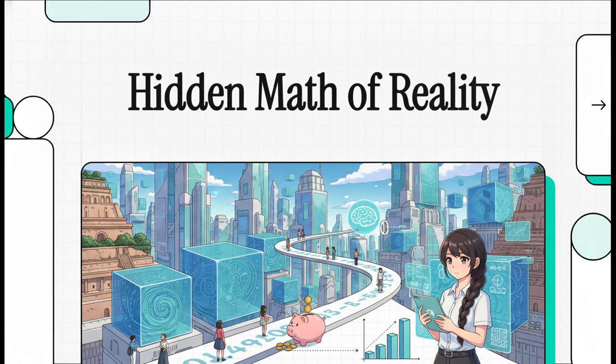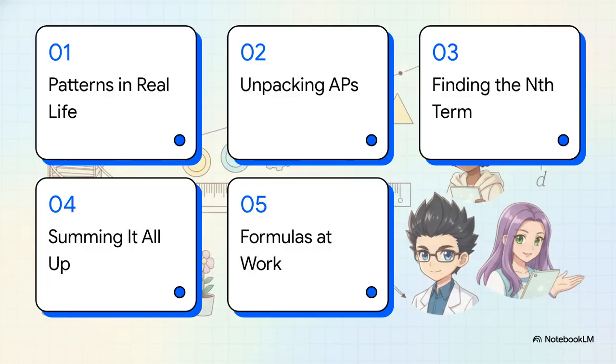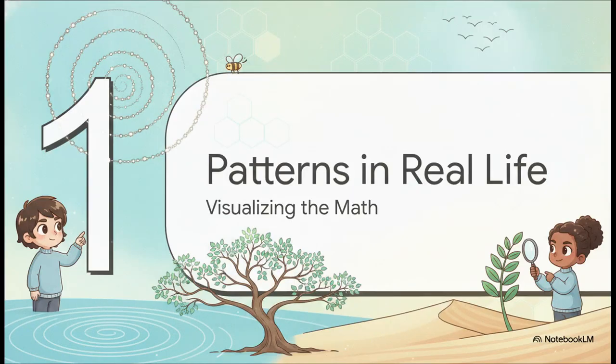We're not just staring at numbers on a page today. We're going to decode the actual matrix of reality, from how massive buildings stay standing to exactly how your savings account grows. Here's our quick roadmap for today. We'll start with patterns in real life, unpack exactly what arithmetic progressions are, figure out how to find that elusive nth term, sum it all up, and finally put these formulas to work in the real world.